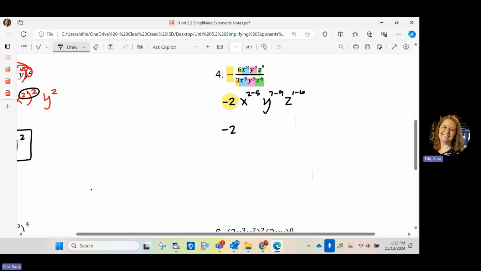So -2, x to the -3, because 2 minus 5 is -3, y to the -2, and z to the -5. Now, I would actually take this a step further, but we haven't learned the negative exponent rule yet. We're going to talk about that in 5.3. So for now, that's as far as we can take it. Once we learn about negative exponent rules, we could take this one step further, but that's as far as we'll go for now.